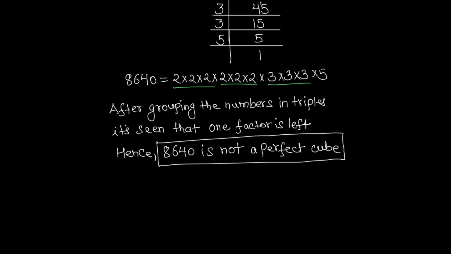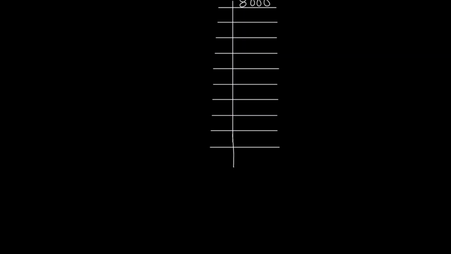and we'll check the next number which is given to us, which is 8000. So let's divide 8000 by prime factors. We can use 2 to divide the number. 2 times 4 is 8 and 2 times 0 and 2 times 0 is 0. 2 times 2 is 4, 2 times 0 is 0, 2 times 0 is 0, 2 times 0 is 0. 2 times 1 is 2, 2 times 0 is 0, 2 times 0 is 0 and 2 times 0 is 0.